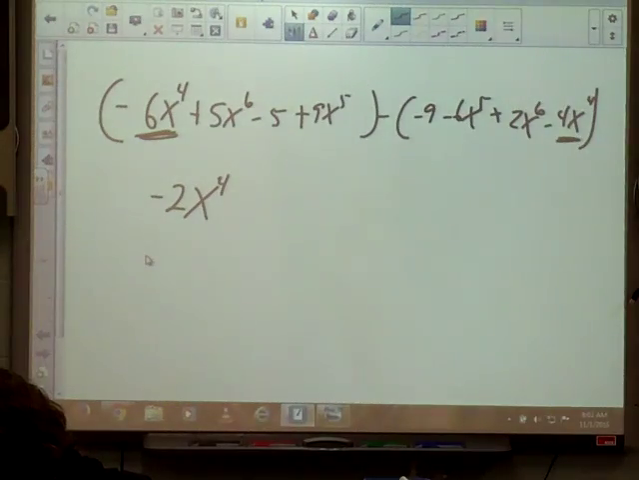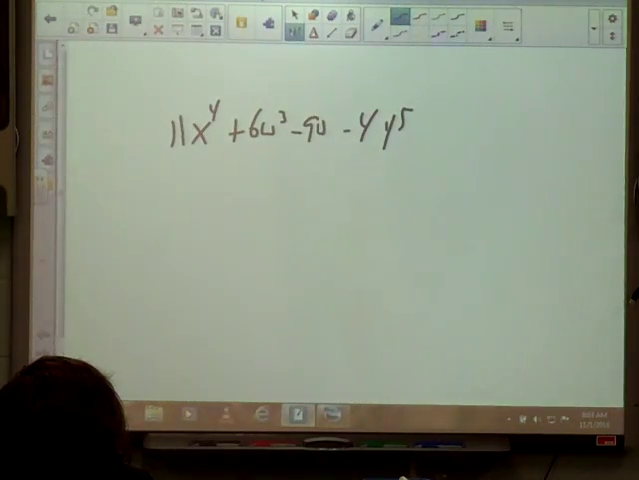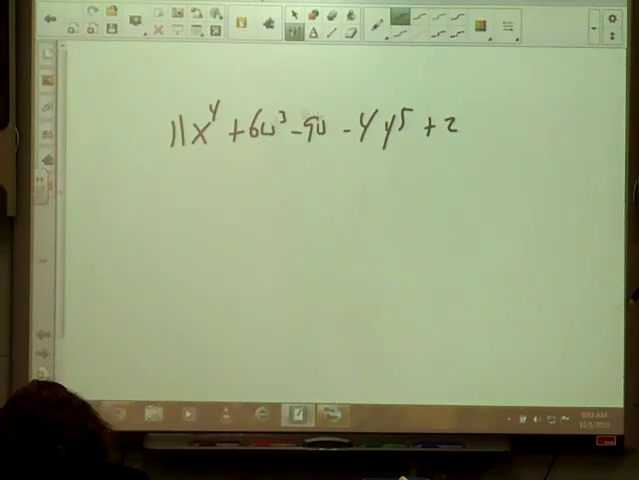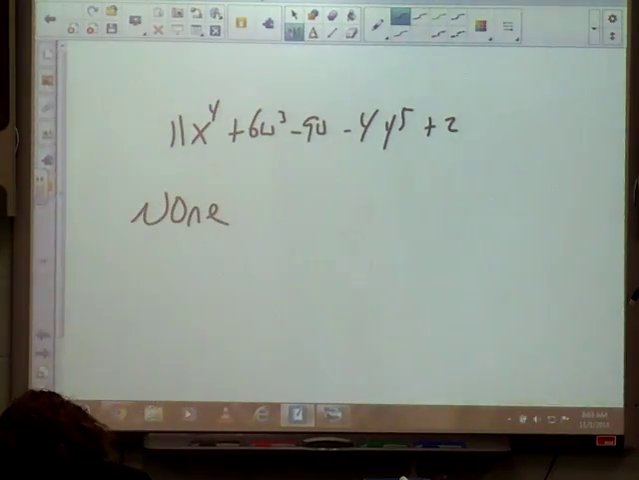Alright, number 4, identified as a monomial, binomial, trinomial, or none of them. Okay, so it had 11x to the fourth plus 6w third minus 9w minus 4y to the fifth plus 2. 1, 2, 3, 4, 5 pieces. So that's past a trinomial. So that would be none of those special names. Then after that, so that could be B or C.